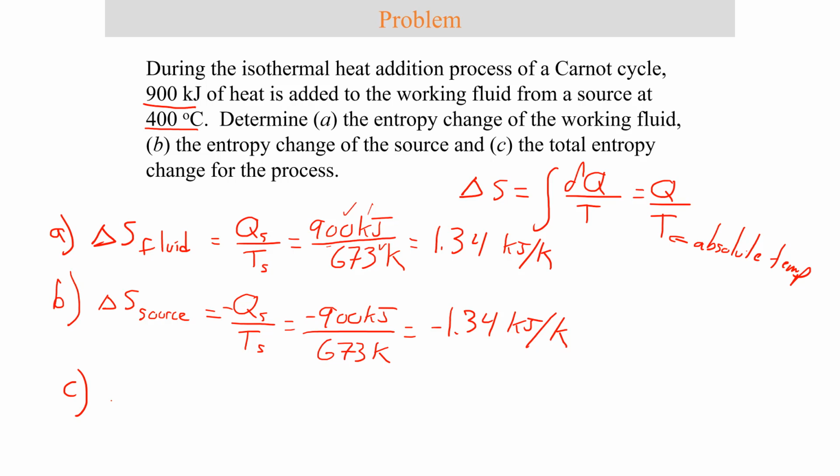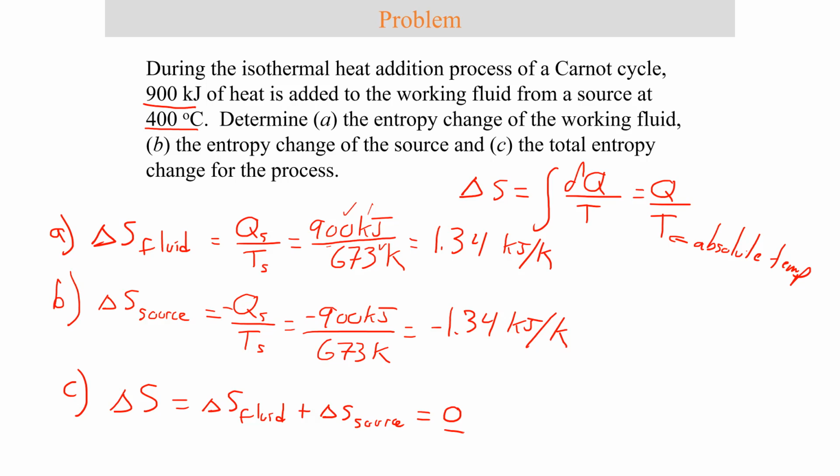Then part C asks for the total entropy change of the process. Right? The total entropy change of the process would equal the entropy change of the fluid plus the entropy change of the source, both add together to be 0. So this is a reversible process because there was no total change in entropy, since there was no additional entropy produced. And we'll talk about that at a later time, but right now we're just looking at the entropy transfer term by heat. Okay. I hope that part is clear.